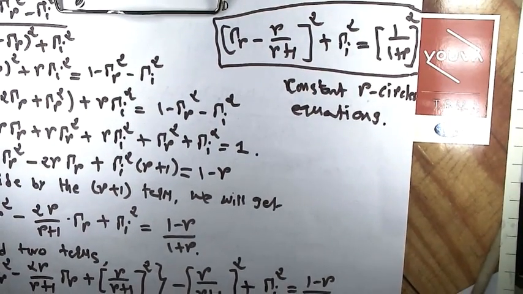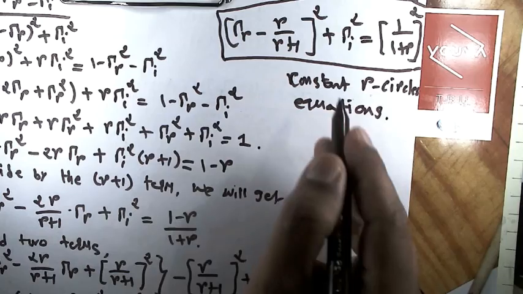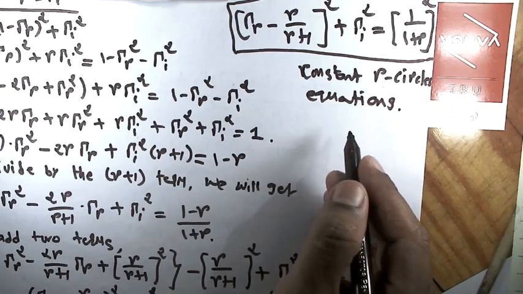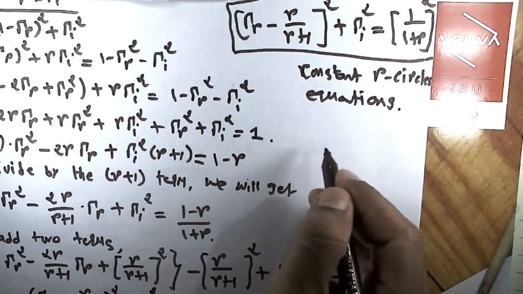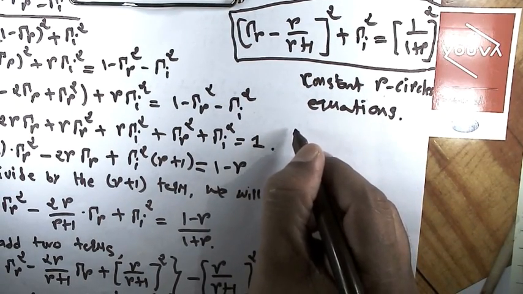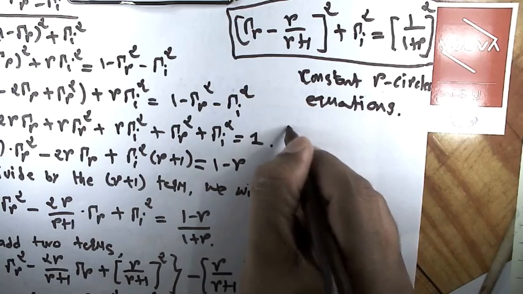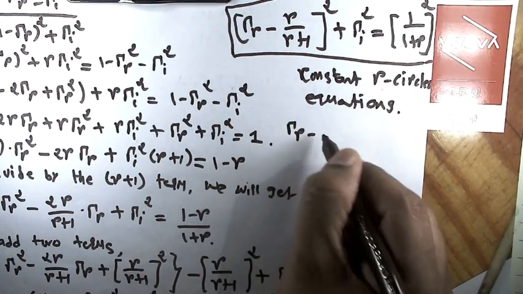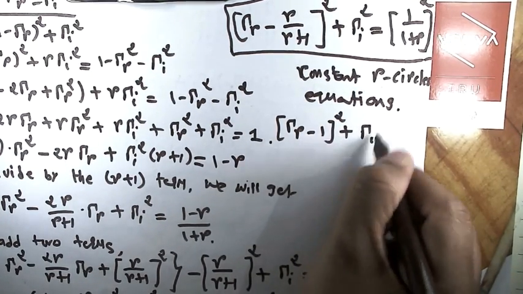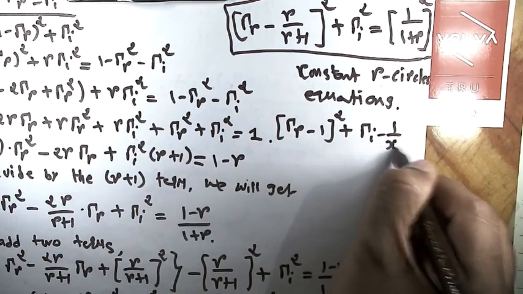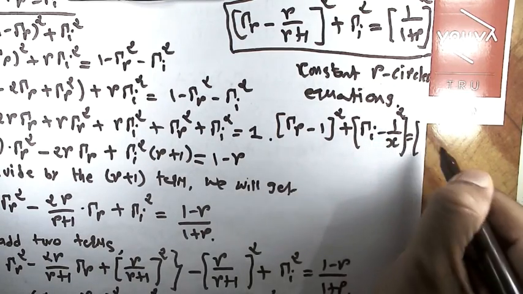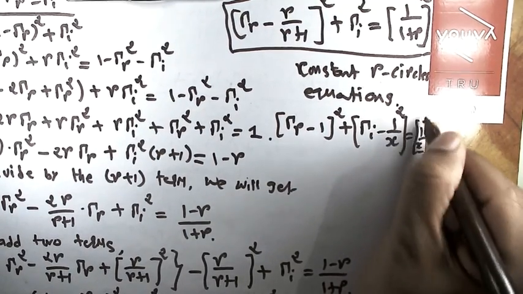Same way we can obtain for the x circles. I am not solving the x part. I am directly writing down here the equation for a constant x circle: (sigma r minus 1) whole square plus (sigma I minus 1 over x) whole square, that is equal to (1 over x) whole square.